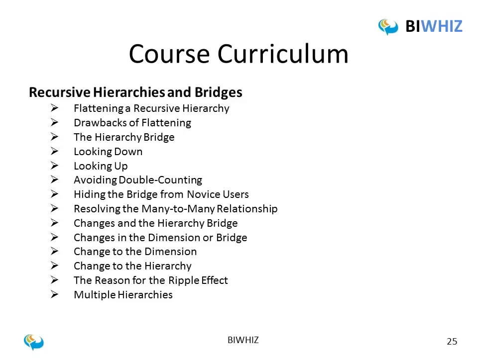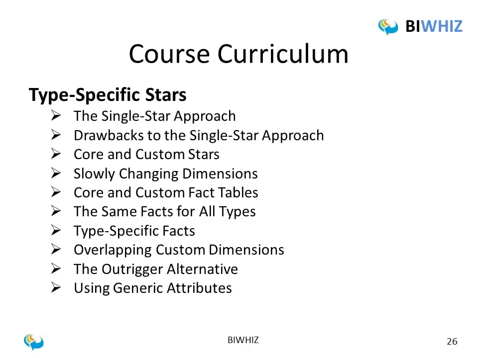Then a lot of times we want to have a generic hierarchy. For that we need recursive hierarchies, and we also need bridge tables to resolve some of the problems created by that. In this topic, we are going to talk about type-specific stars. In some cases, we create a single star which works like a core star, and then we have some sub-stars which work like subtypes, or custom fact tables.